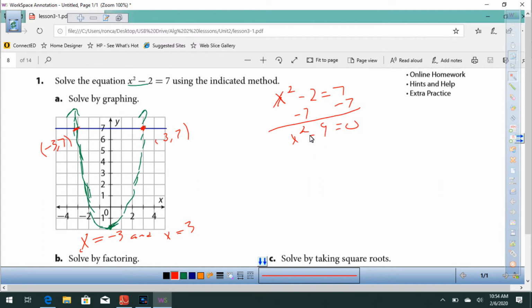Now we need to factor this. What are the factors of 9 that would give you 0x? That would be 3 and negative 3. So we've got x minus 3 times x plus 3 equals 0. So x minus 3 equals 0, and then x plus 3 equals 0. Add 3 to both sides, you got x equals 3. Subtract 3 from both sides, you got x equals negative 3.